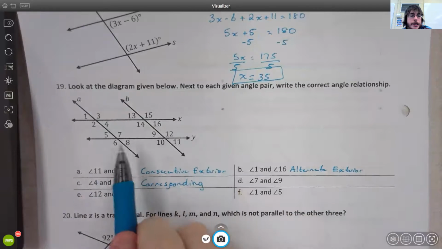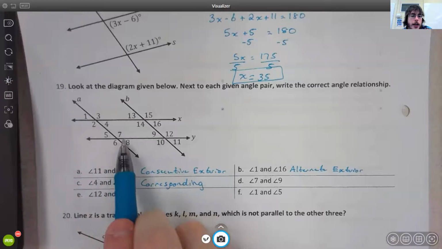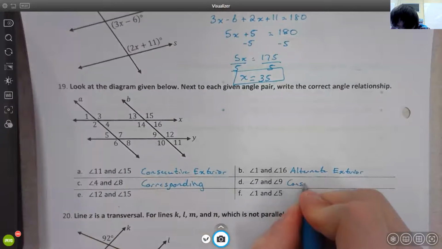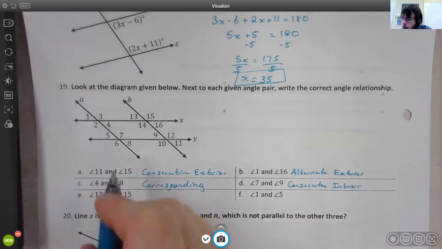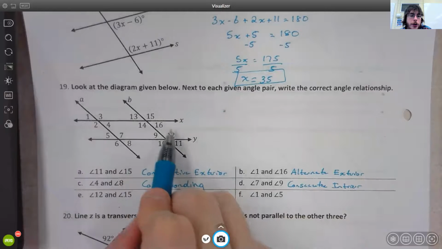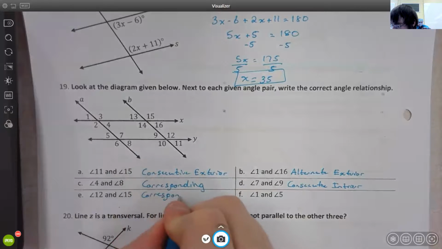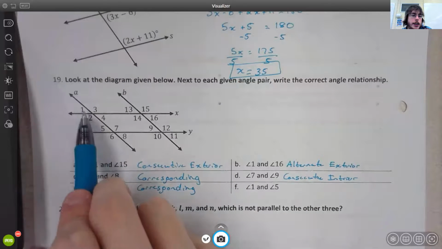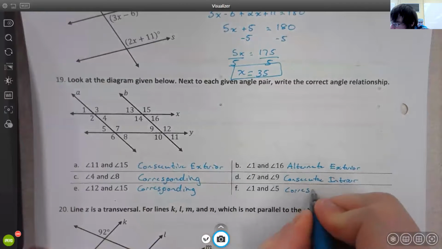Angle 7 and 9. Both of them are in the interior of the two lines, and they are both on the same side of the transversal, so that makes them consecutive interior angles. Angles 12 and 15 are both on the same side of the transversal. One's in the interior, one's on the exterior, so they are corresponding. And then finally, angle 1 and angle 5 are on the same side of the transversal. One's inside, one's outside, so they're also corresponding.